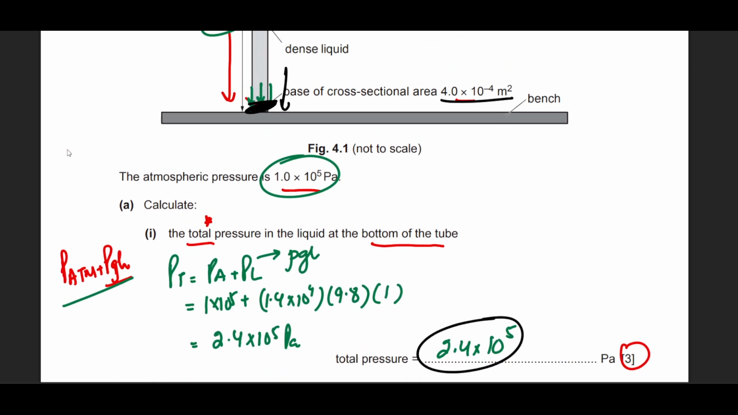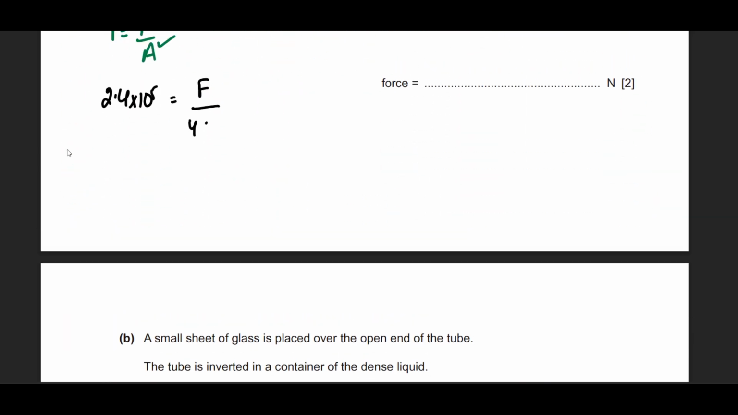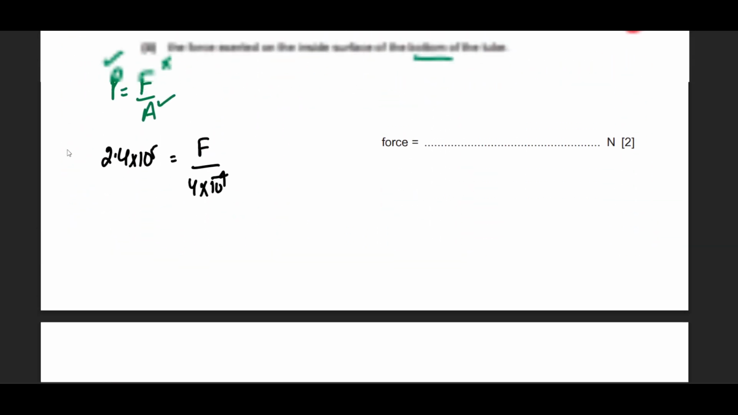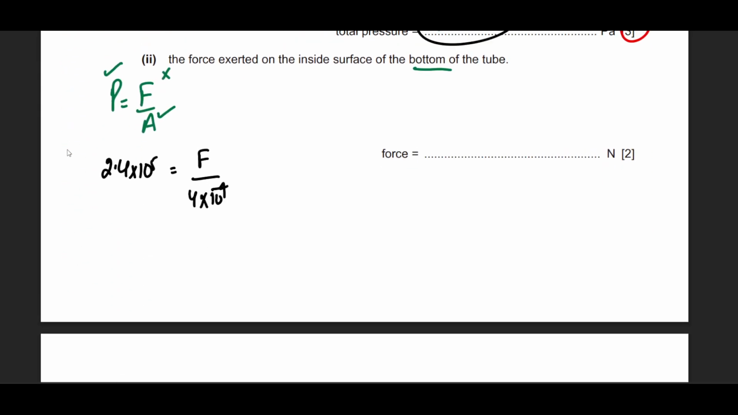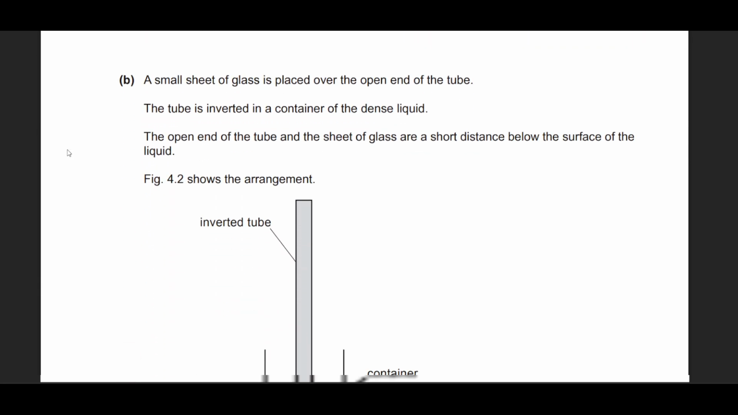So this is 4 into 10 raised to power minus 4. Make sure that this is in meter square. Yes, it is in meter square. Plus the part is for 2 marks, so no need to worry about conversion. So F is going to be both quantities multiplied. The answer is going to be 96 newtons. So this managed to exert a force of 96 newtons in this process.